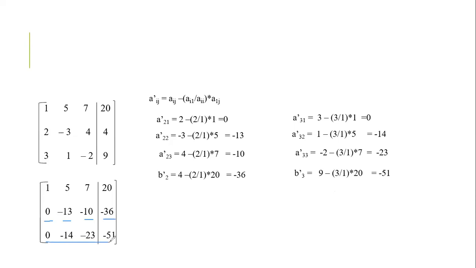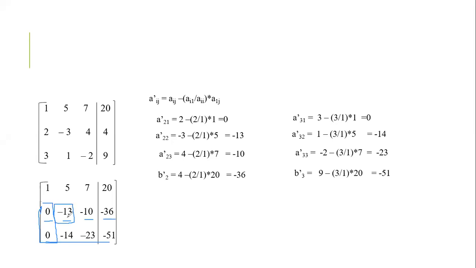So we got these values here. You realize that we've succeeded in reducing all the elements in column 1, below the first pivot, to 0. In the Gaussian technique, we use the pivot to reduce all elements under the pivot to 0. Which means that we're going to do the same for this other element, and to do that, we're going to make use of the second pivot, which is -13 here.